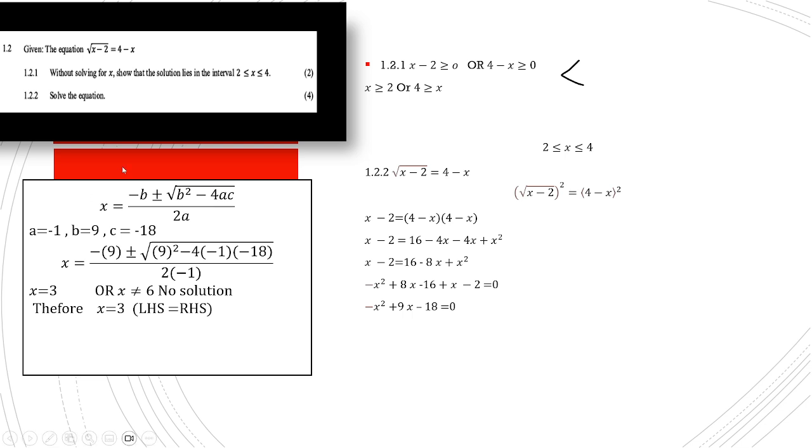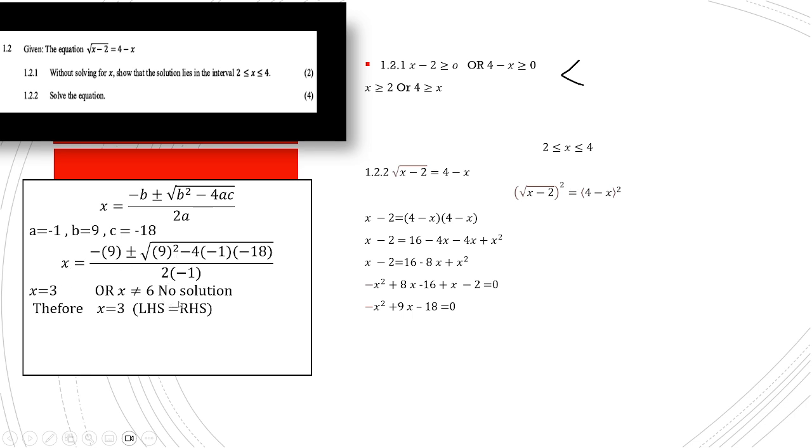Since they say you must solve the equation, the left hand side must be equal to the right hand side. If you come back to our equation, which is square root of x minus 2 is equal to 4 minus x, in the place of x we're going to put 3. The square root of 3 minus 2, 3 minus 2 is equal to 1, and the square root of 1 is 1. And here it's 4 minus 3, because in the place of x we put 3, and 4 minus 3 is equal to 1. Which means when x is equal to 3, our equation balances. Left hand side is equal to right hand side, so 3 is the solution.